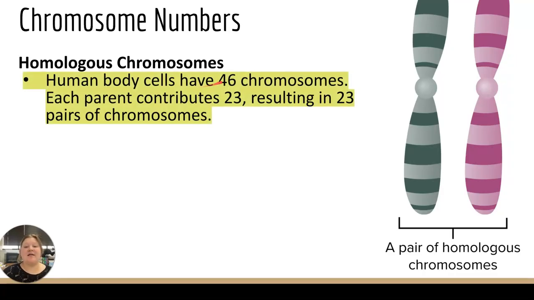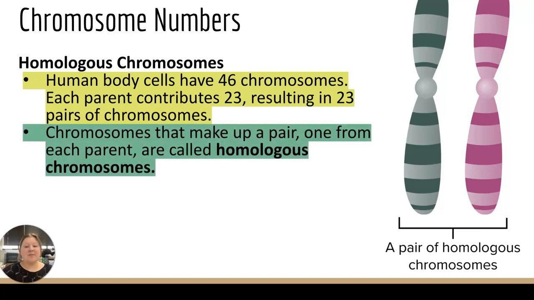So each body cell has 46 chromosomes. Each parent contributes 23, resulting in 23 pairs. So there are 46 chromosomes, but only 23 different types of chromosomes. Chromosomes that make up a pair, one from each parent, are called homologous chromosomes. So here we could say this is a chromosome from dad, this is a chromosome from mom. Together they make a homologous set.